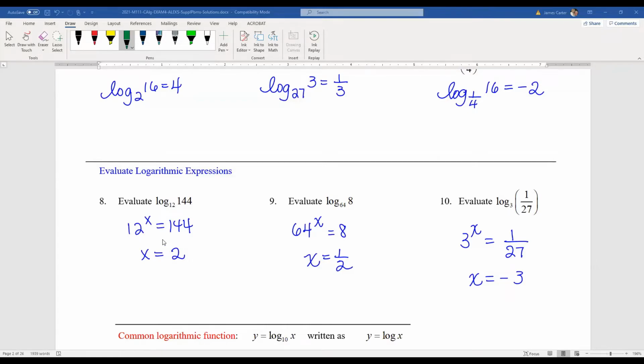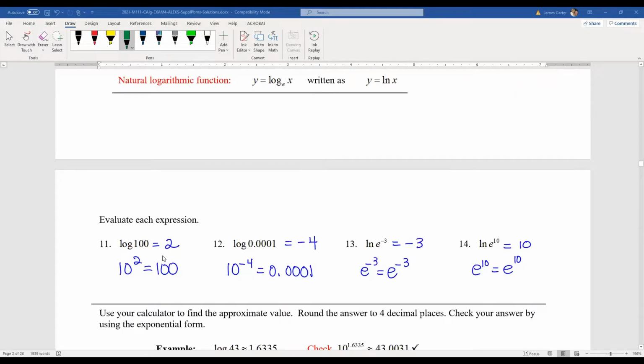But basically, you're going to work these out. You're going to take this, you're going to change it into exponential. In this case, you don't even need a calculator. 12 to what power is 144? Well, it's the second power. 64 to what power is 8? Well, the square root of 64 is 8. So the 1/2 power. 3 to what power is 1/27? Well, 3 to the -3 power is 1/27 because the negative makes it 1/, and 3 to the 3rd is 27.